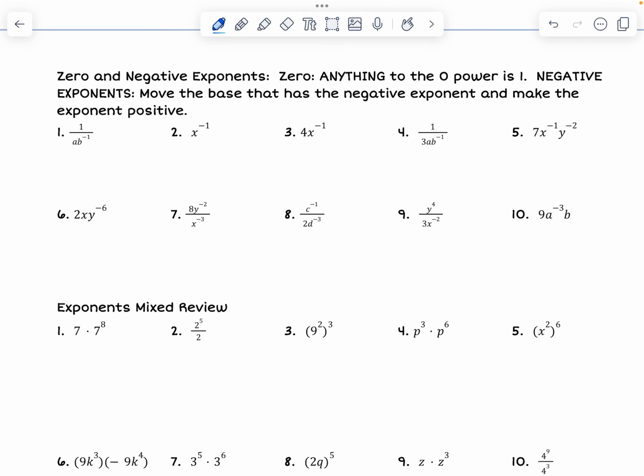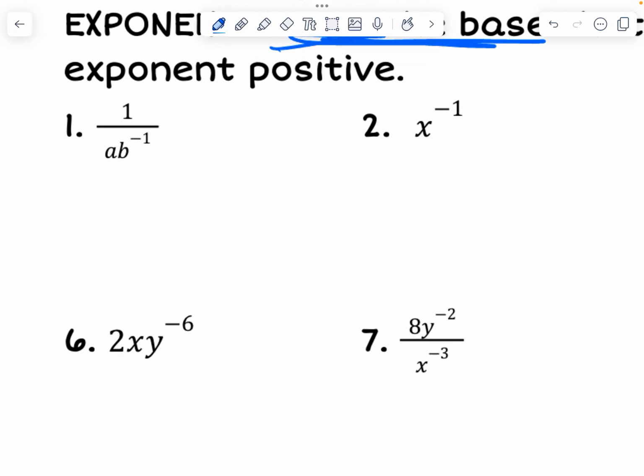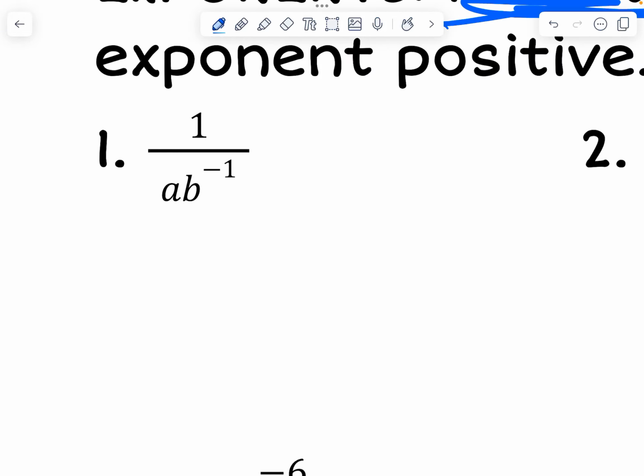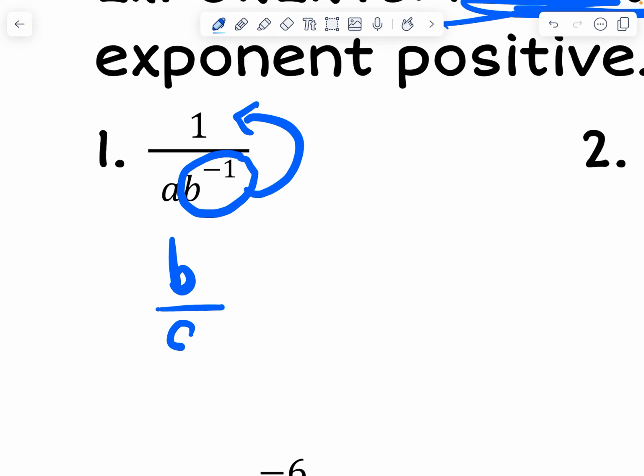Anything to the 0 power is 1. Negative exponents, you're going to move the base. So if I look at this first one, this has a negative exponent. The a does not. So this b is the only thing that's going to move. It's going to move upstairs. So I have b over a.